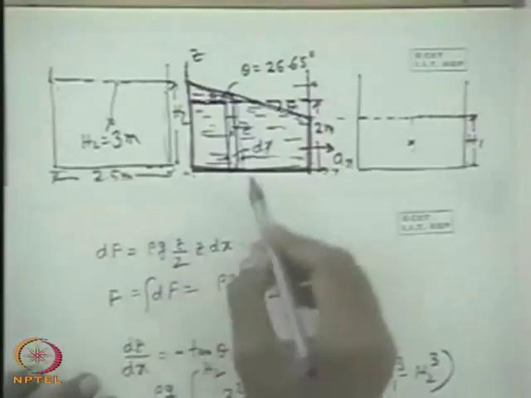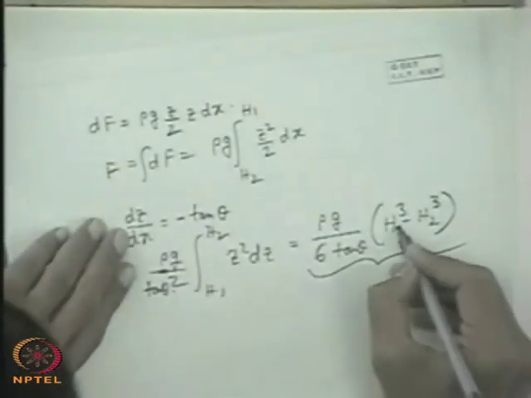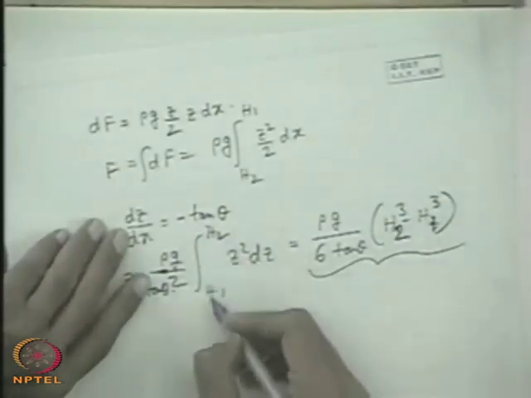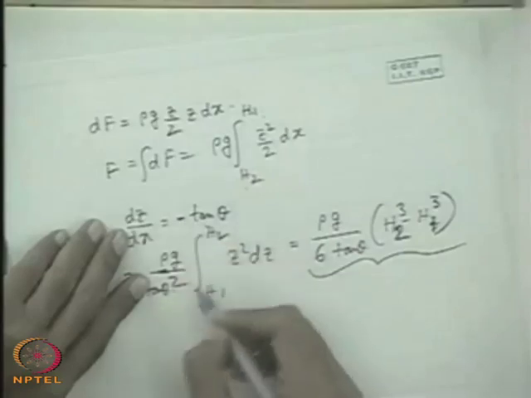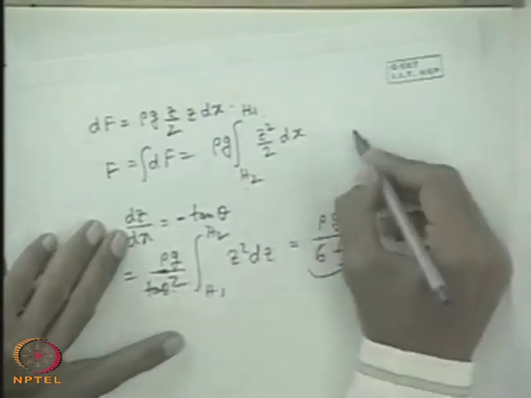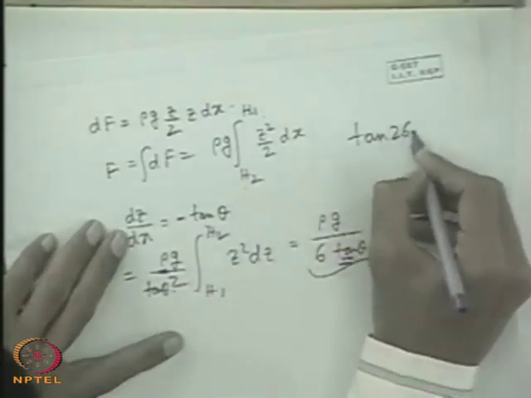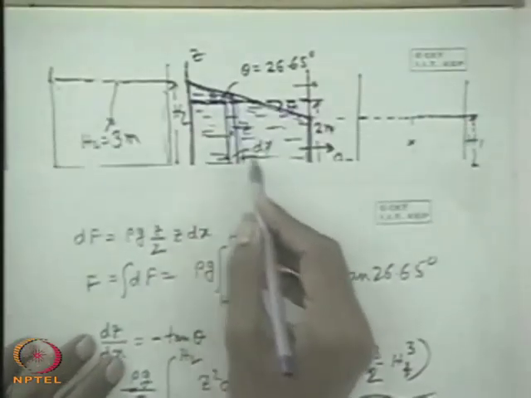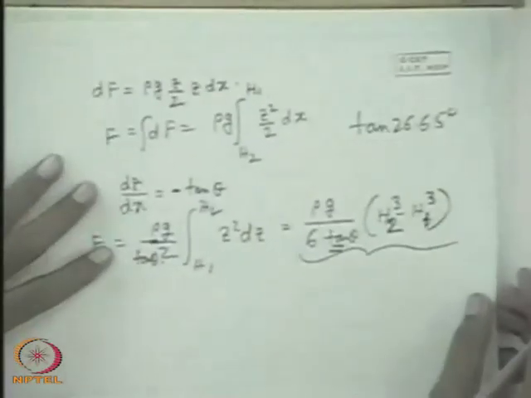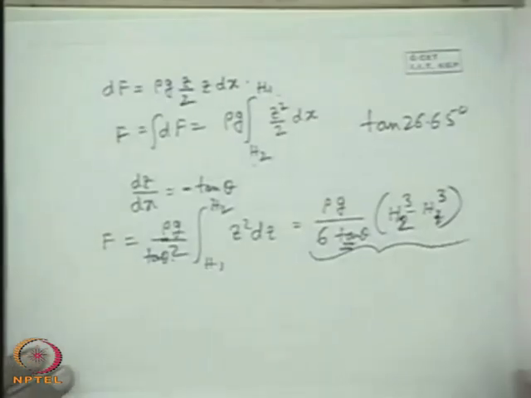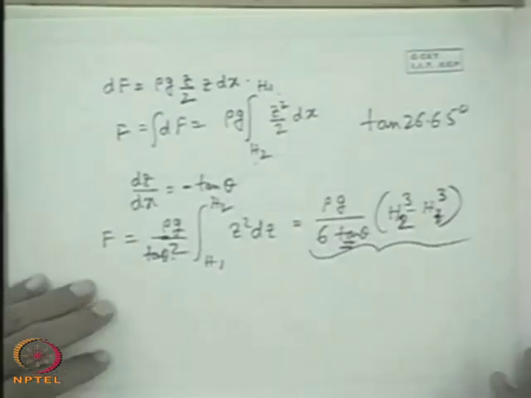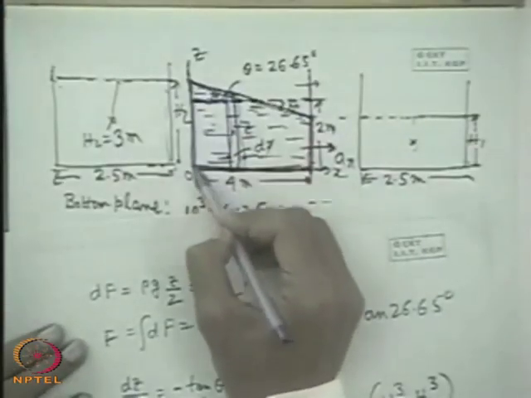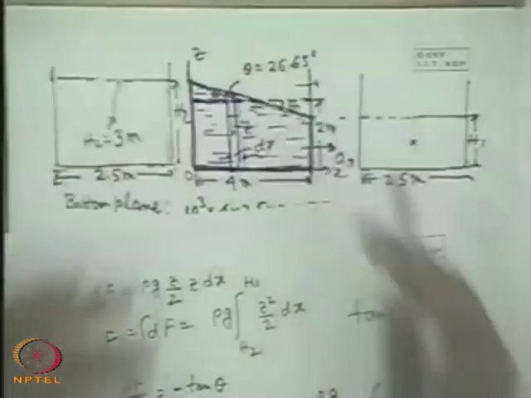h1 h2 we know, sorry, h2 cube and h1 cube. h2 has gone up because of this minus. This tan theta is tan of 26.65 from geometry. We have taken this theta. Okay, this thing is okay. This is the force acting on each of the lateral faces. That means front face and there is another back face.